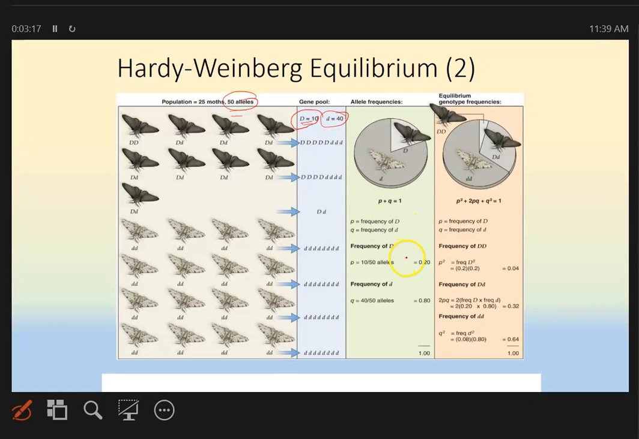All right, then you calculate the p value. How do you calculate the p value? The p value is the frequency. Frequency means the number divided by the total. So 10 over the gene pool total, that's 50, and that's your frequency of D, and this is the frequency of lowercase d. Once you have these numbers, you can calculate p squared, simple math, 2pq and q squared. You're going to be using this for your lab, okay?